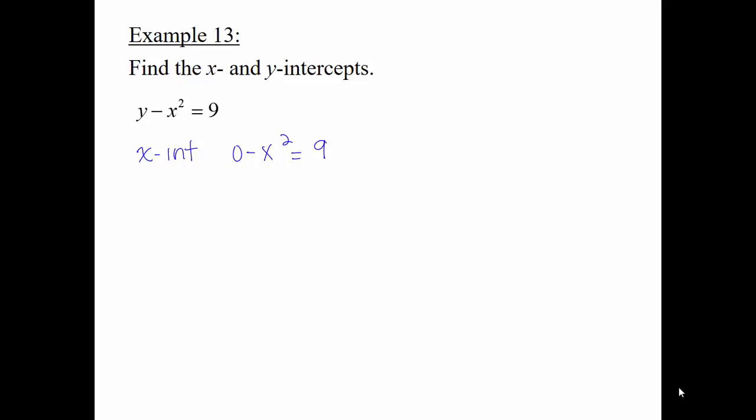With the x-intercept, y is 0. So you just set your y equals 0, which makes it 0 minus x squared equals 9. X squared equals negative 9. There's no real solution, which means there's no intercept. The solution is 3i, but again, if there's no real solution, that doesn't cross the x-axis on the graph.